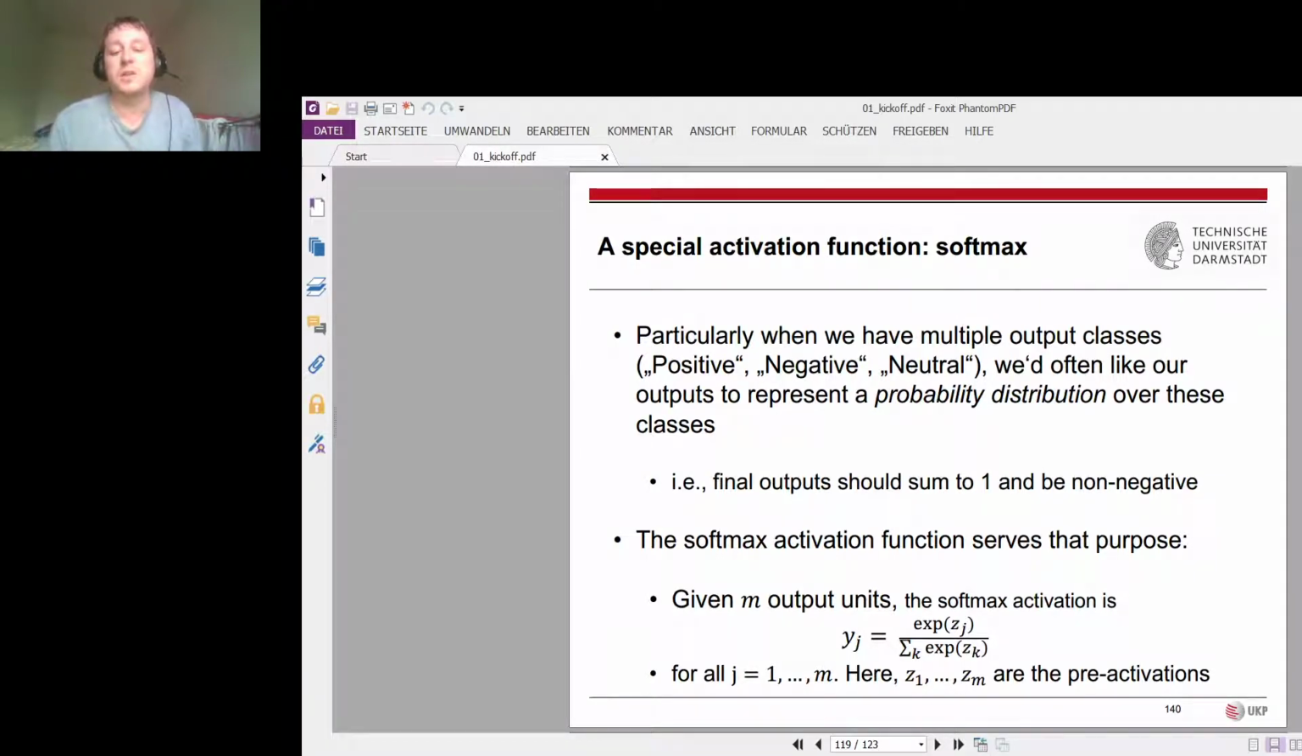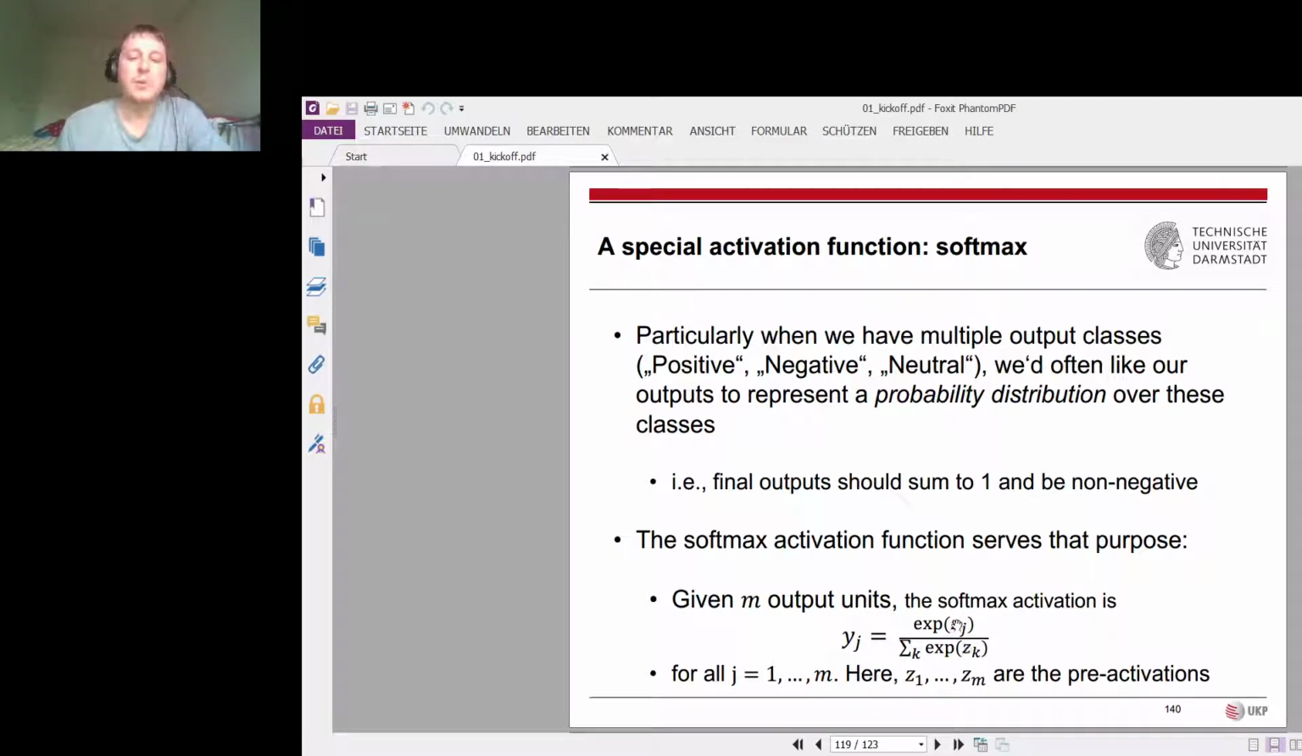The softmax activation function is defined as follows. We're in a layer, and we have m units that are indexed by some index j that goes from 1 to m. And we have the pre-activations for each of these m units, right? Like we had previously, where for each unit in the layer, we have a pre-activation. They range from z_1 to z_m. And what we apply on these pre-activations is the exponential function, and then we divide by the sum of the exponentiated values of all other pre-activations, right? And in this way, we get y_j.